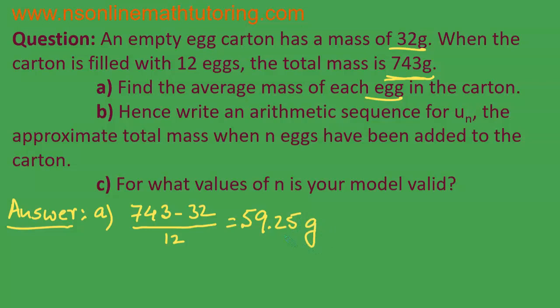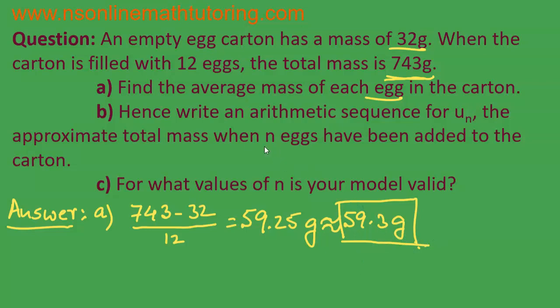59.25 grams. I may write this as 59.3 as well. So this is almost equal to 59.3 grams. This is our answer to the first subpart. Average mass of each egg is 59.3 grams.